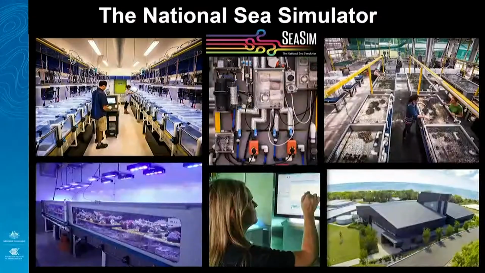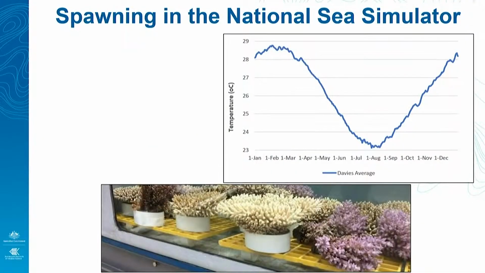So I'm lucky enough to work at the National Sea Simulator at AIMS, where we have the advanced capabilities to control these environmental parameters: temperature, salinity, CO2, moonlight, and photoperiod. So it's really a marine scientist's playground where you can have such advanced control over these areas. Every year we do mass spawning at the SeaSim, where we collect wild gravid corals, bring them into the aquaria tanks and spawn them on those expected nights after full moon.